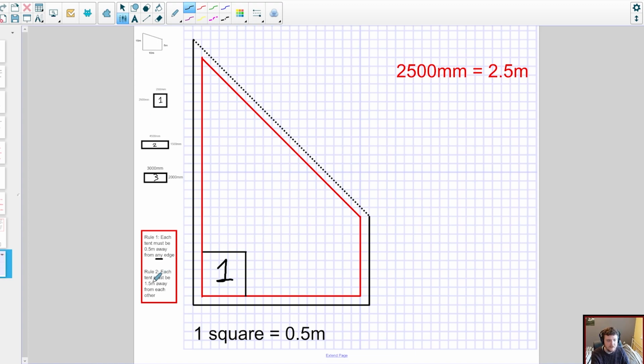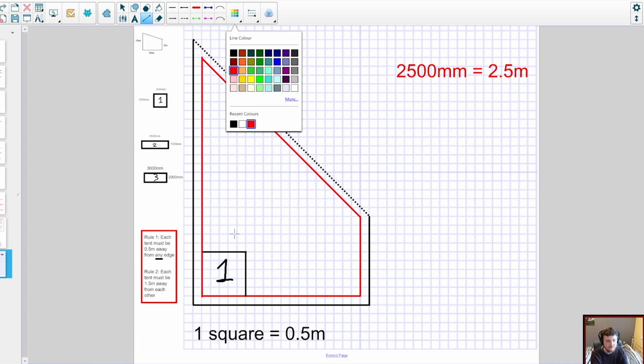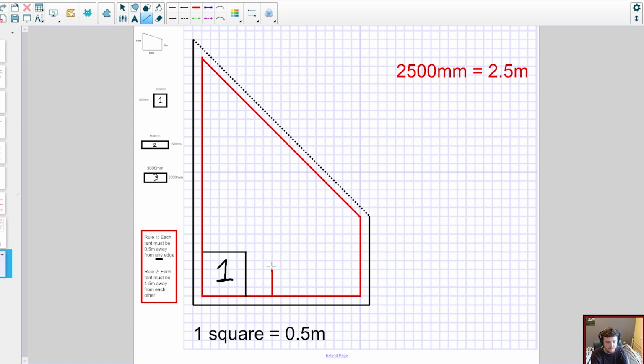Now, they have to be 1.5 meters away from each other. So now I know that there are some other squares that can't be used. 1.5 away from each other means 1, 2, 3 here, and 3 in the diagonal as well, and 3 here. So anything inside this red space is now also not used. So I can mark that off too and just do this. So nothing inside the red, that can't be used.